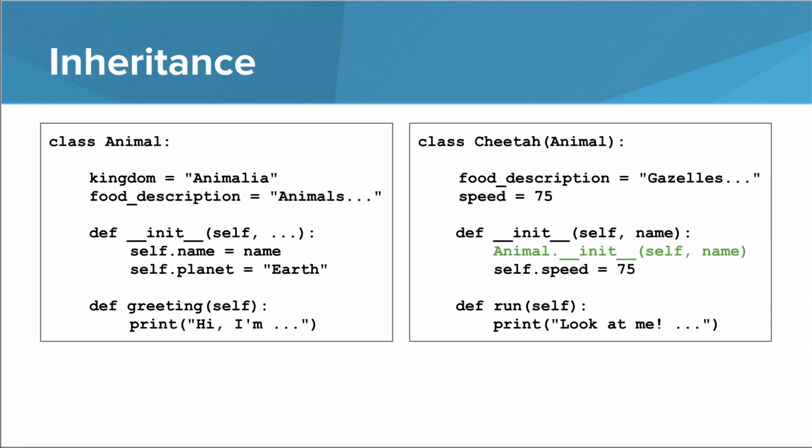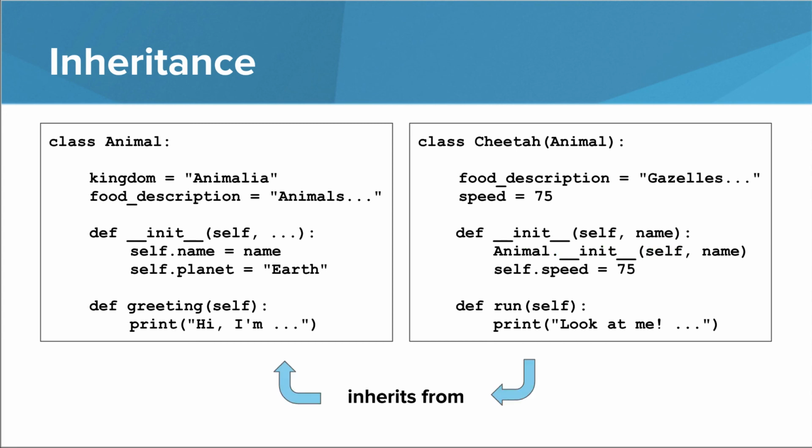Fortunately, we can actually just call animal's constructor from Cheetah's constructor. This way, we can be sure that everything that would be set up in an animal instance will be set up in a Cheetah instance. We can then add whatever we want to the Cheetah instance afterwards. In general, if you have a superclass and a subclass that both define constructors, the first thing you should do in the subclass constructor should be calling the superclass constructor.